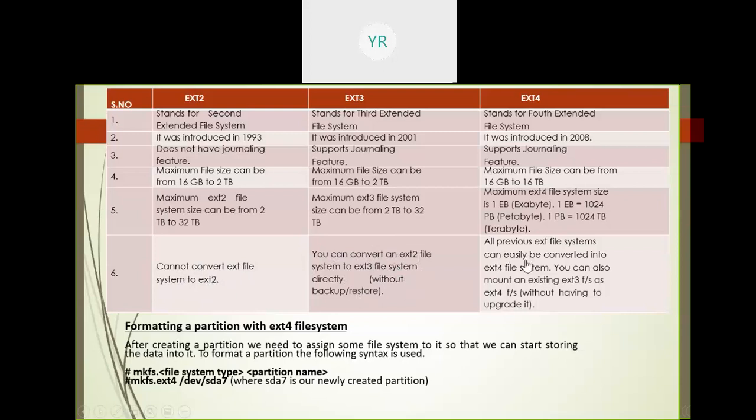Okay, next, all previous ext file systems, that is ext, ext2, ext3, can be easily converted into ext4. You can also mount an existing ext3 file system as ext4. That means if you already have an ext3 system that was mounted, and mounting is nothing but attaching a directory to the particular file system, if it was previously mounted as ext3, we can mount it as ext4 without having to upgrade it. So that is the advantage of ext4.